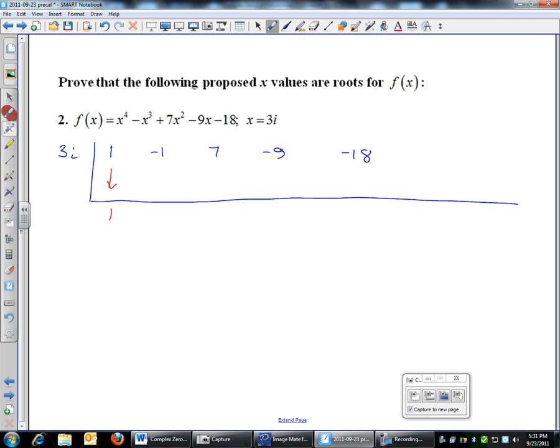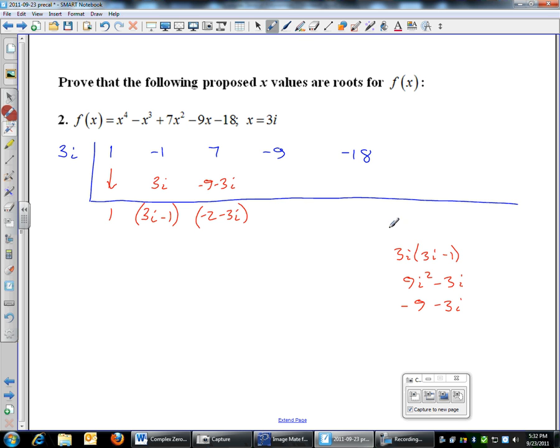Bring down the 1. 3i times 1 is 3i. Negative 1 plus 3i is 3i minus 1. You can't combine those. I'm going to put that in parentheses just so I can remember what it's grouped with. Now I'm going to distribute my 3i. So 3i times 3i minus 1. 3i times 3i is 9i squared. 3i times negative 1 is negative 3i. But remember, i squared is the same as negative 1. So this is the same as negative 9 minus 3i. So I'll put that here. Negative 9 minus 3i. Combine 7 minus 9 is negative 2 minus 3i.